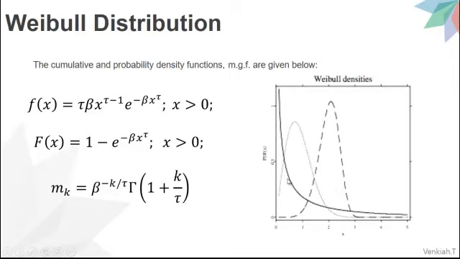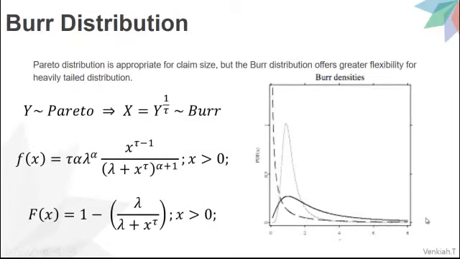Here I've taken tau to be 0.5, which is less than 1. When it is less than 1, the tail is heavier than an exponential, and is higher than the Pareto. Now, why do we use the Weibull distribution? Because it offers greater flexibility for a heavy-tailed distribution compared to the Pareto distribution. If y follows the Pareto distribution, then y power 1 over tau follows the Weibull distribution.